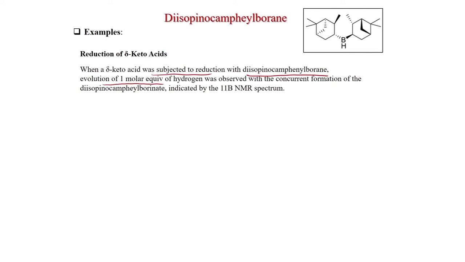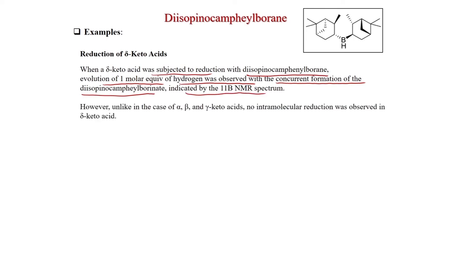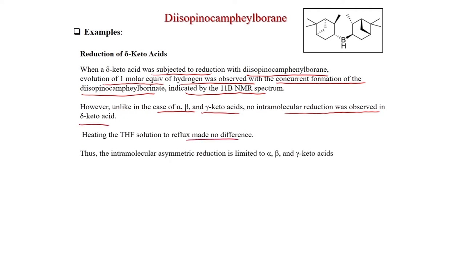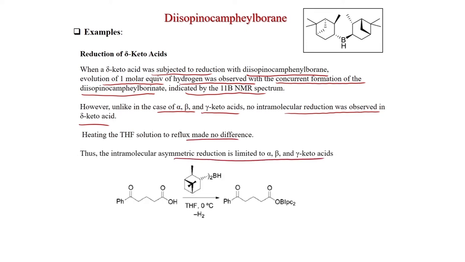Reduction of delta keto acids: when a delta keto acid was subjected to reduction with diisopinocampheyl borane, evolution of 1 molar equivalent of hydrogen was observed with the concurrent formation of the diisopinocampheyl borinate, indicated by the 11B NMR spectrum. However, unlike in the case of alpha, beta and gamma keto acids, no intramolecular reduction was observed in the delta keto acid. Heating the THF solution to reflux made no difference. Thus, the intermolecular asymmetric reduction is limited to alpha, beta and gamma keto acids.